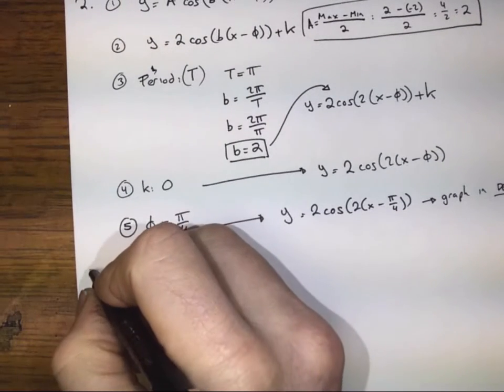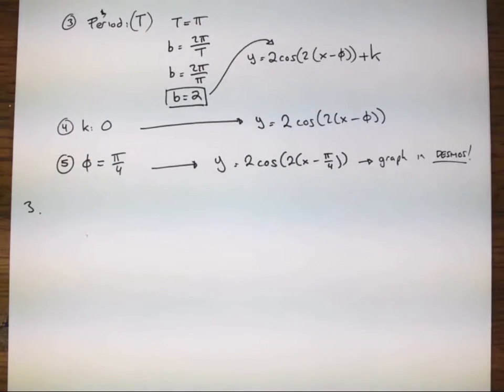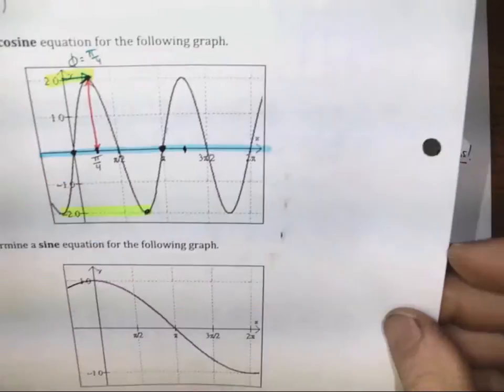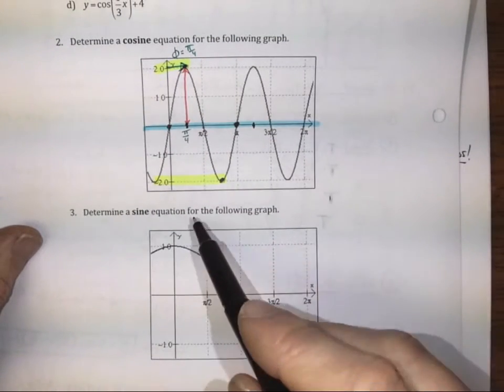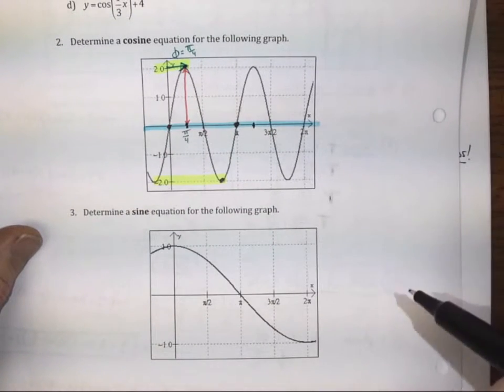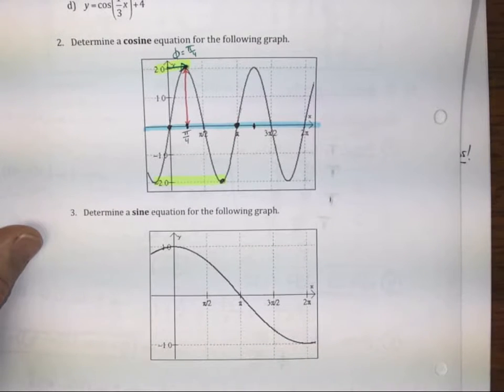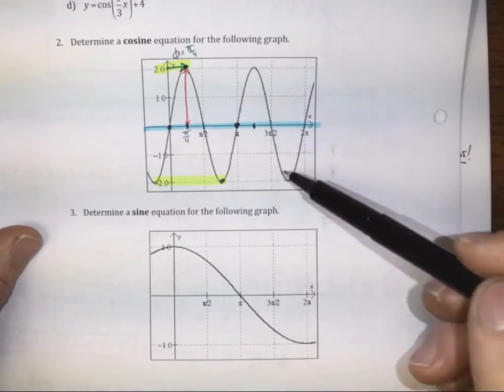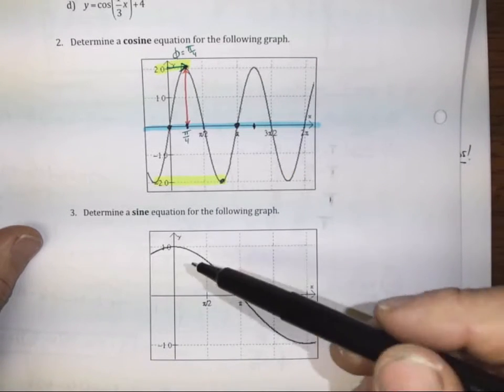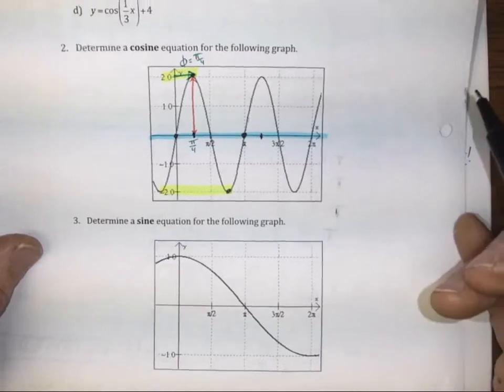All right, last question, question 3. So we're asked to do a similar thing here. We're asked to determine a sine equation that fits the following graph. Interesting, a little bit challenging, because we don't see a bunch of periods of this graph. We actually only see a snippet of it. Well, we'll cross that bridge when we come to it.